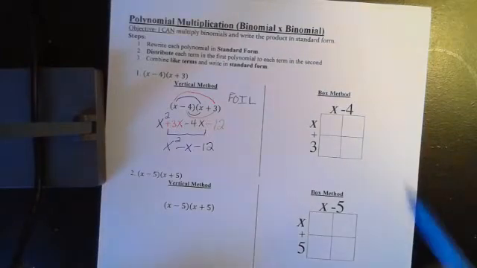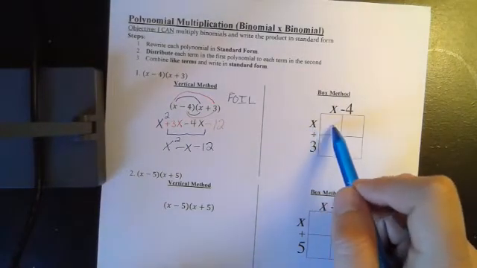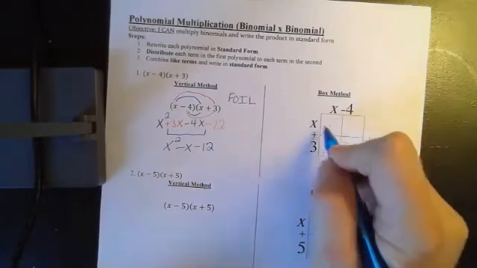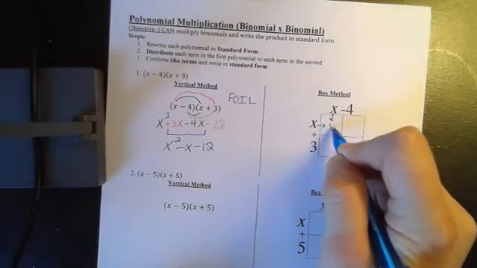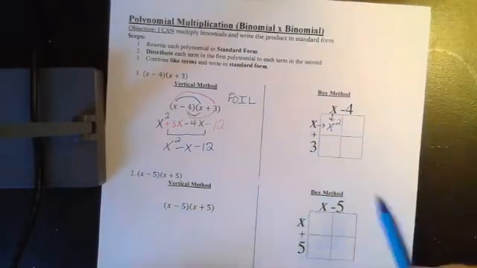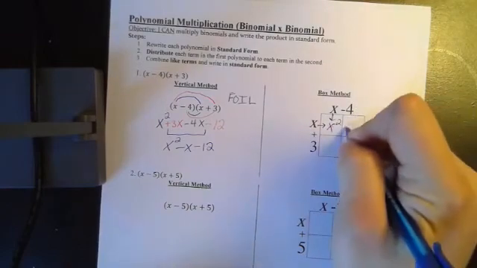Okay, so for the box method, remember, you line up each of the cells. So for this top left box, you're going to be multiplying x and x, which will give you x squared. Then we move on to the top right, which is going to be x times negative 4, or negative 4x.